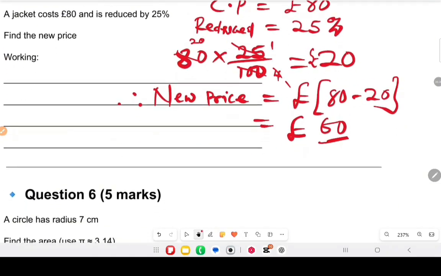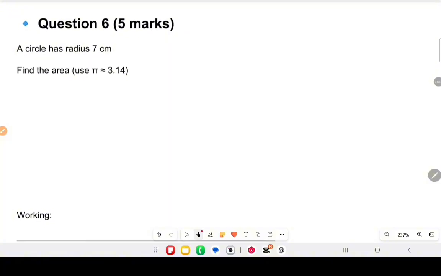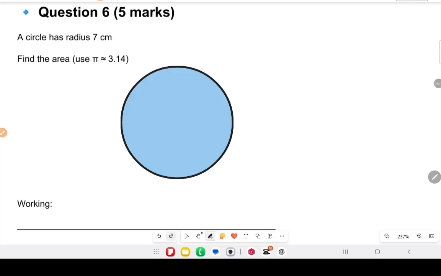Now we are moving further. This is question number 6. A circle has a radius of 7 cm. Find the area using pi equals to 3.14. Now we have a circle which is here. We put a point here. Then what is radius? Radius is from the center. Draw a line to touch any point at the circumference, which is this. We take this to be 7 centimeter.